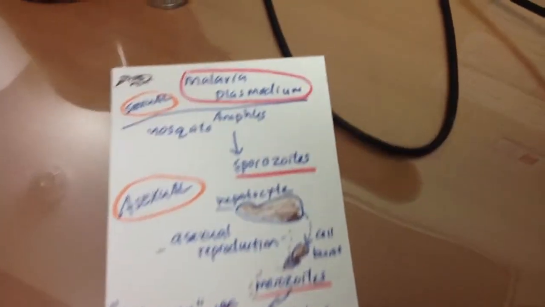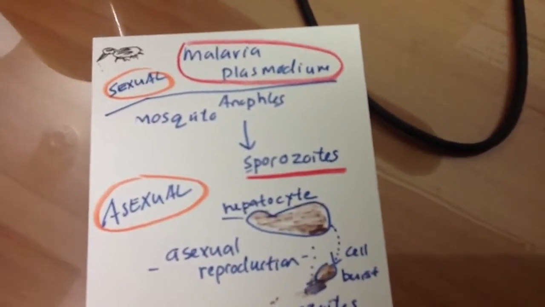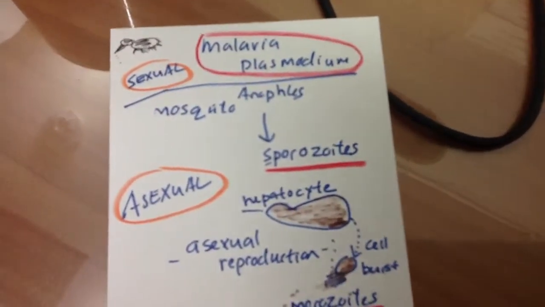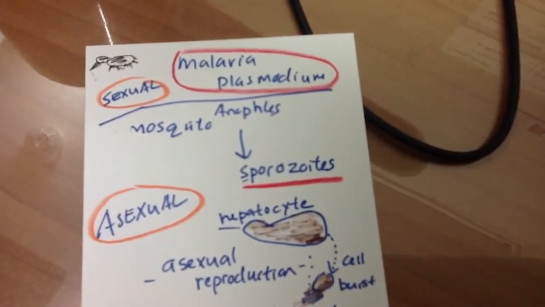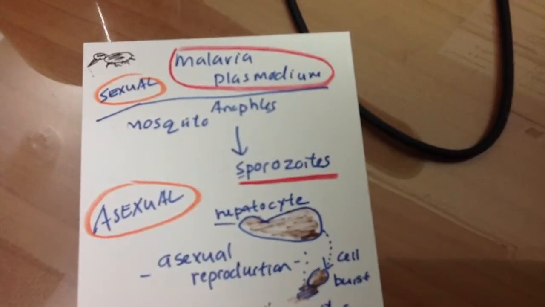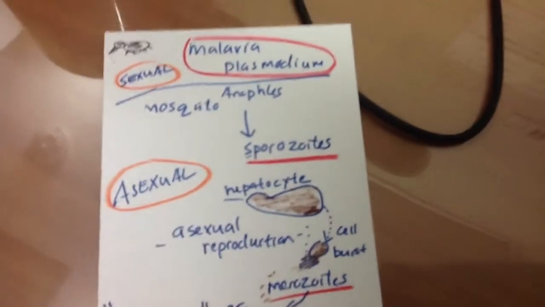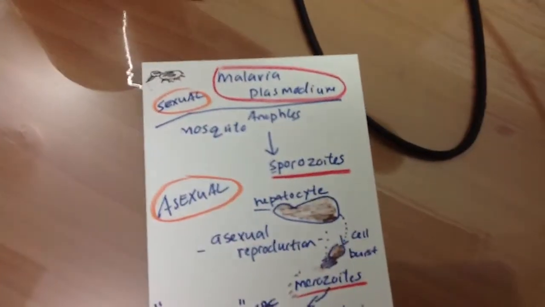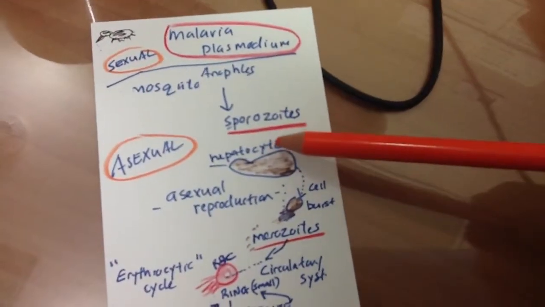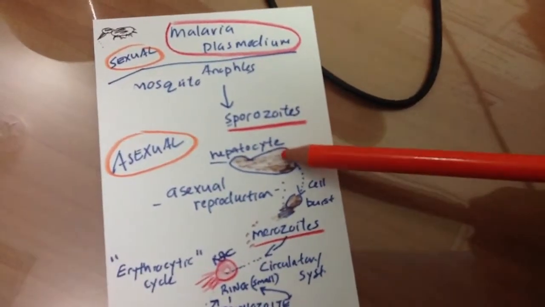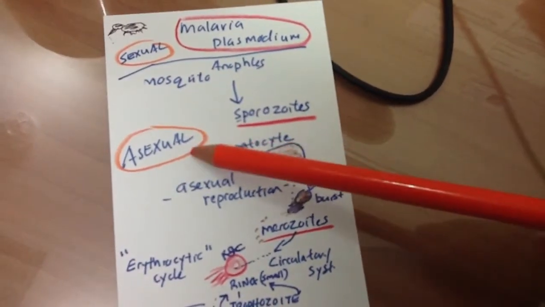Okay, we're going to talk a little bit about malaria, Plasmodium. And the first thing we have to know is that the first phase is an asexual phase, and the Anopheles mosquito will inject its sporozoites into the body, and they get to the liver, where they reach the hepatocytes. And remember, this is asexual.